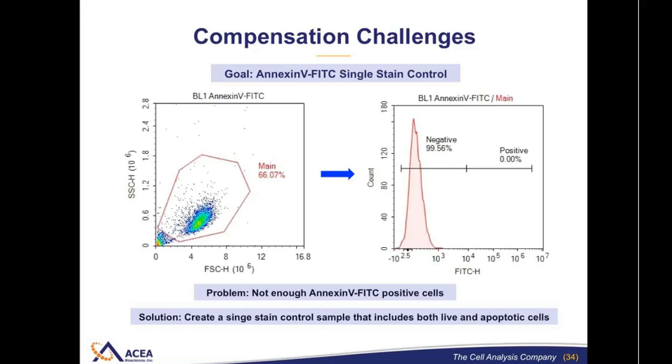Now, this is a situation where you might be super happy that you have lots of healthy cells with very few dying cells, and this may be ideal for your experiment, but it is not ideal for your single stain controls. So it does take some work to create good single stain controls, and in this case, you might need to divide your cell sample into two parts. So kill one part and keep the other part happy, and then combine the two before adding the stain.